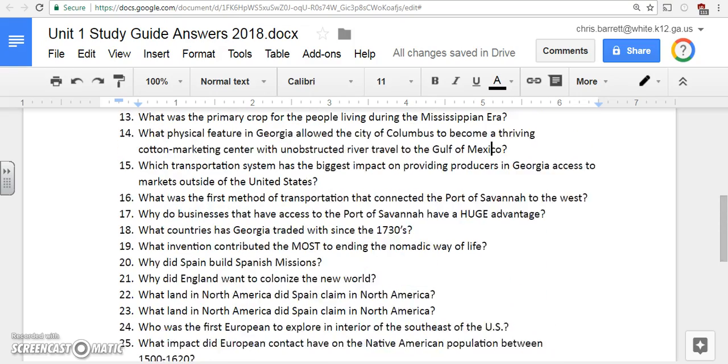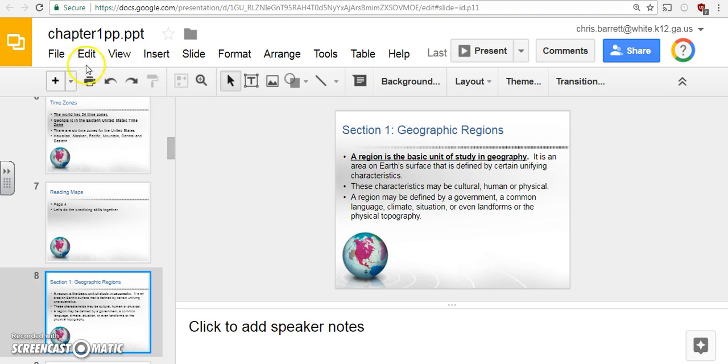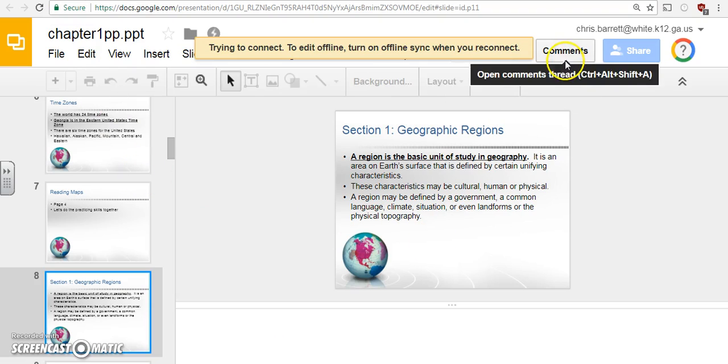And then we'll talk about Spanish missions and then diseases that the Europeans brought to the native people of Georgia. So, we will begin looking at and going back and looking at the regions. So, let's go ahead and look at the regions. And so, we all know that a region is the basic unit of study in geography. It is the area of Earth's surface that is defined by certain unifying characteristics.